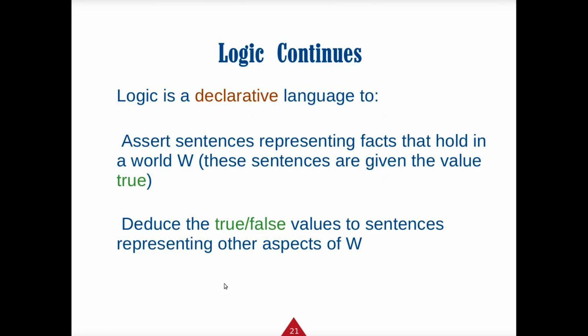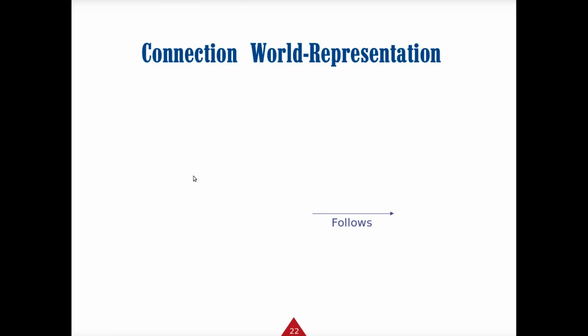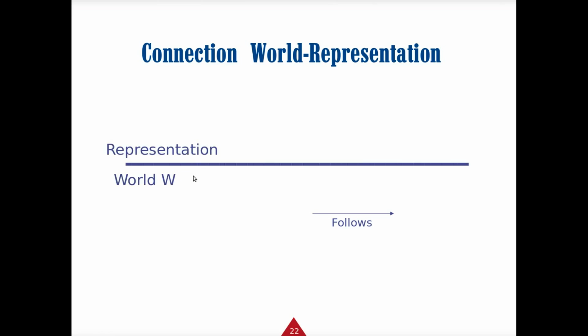So logic is a declarative language, meaning it asserts sentences that are representations of facts that hold true in the world W. These sentences are given a value of true, and you can deduce true or false values for other parts of the sentence. Basically, we're going to assign different values to different variables, in essence either true or false.